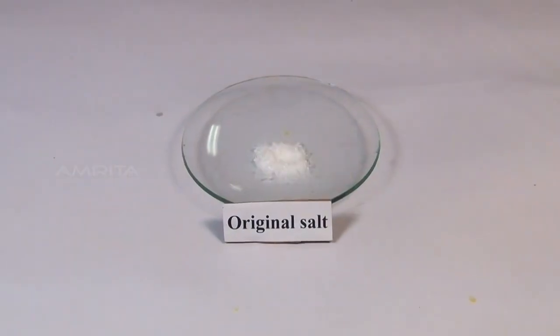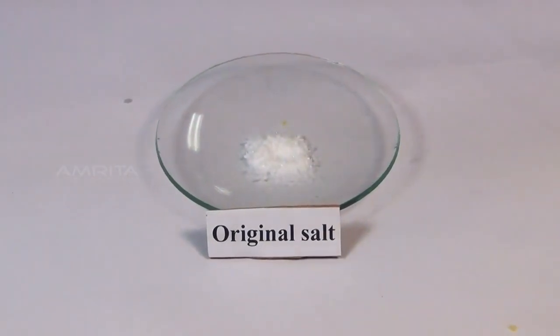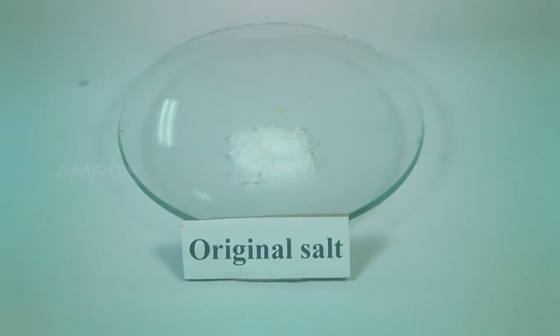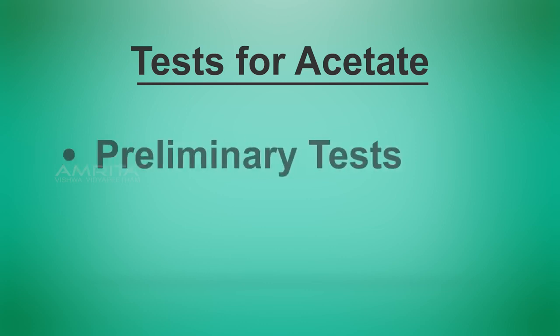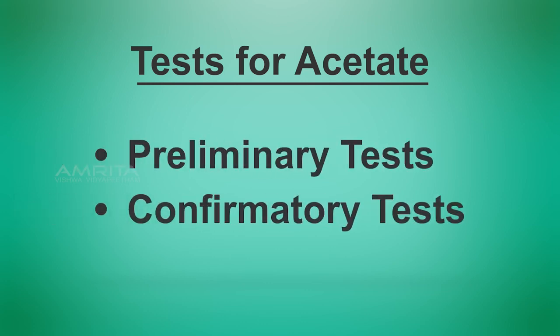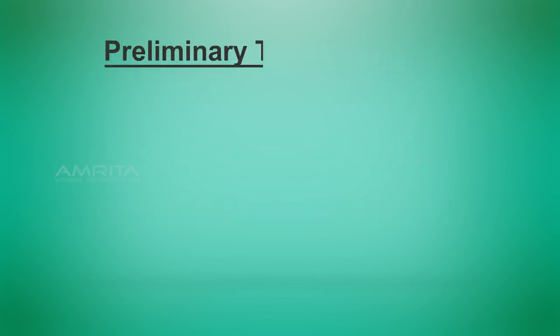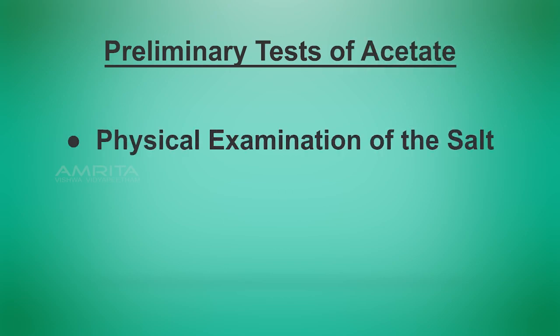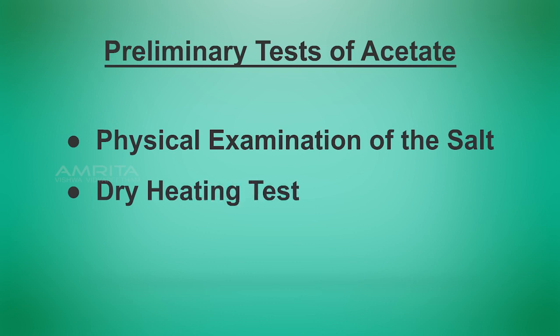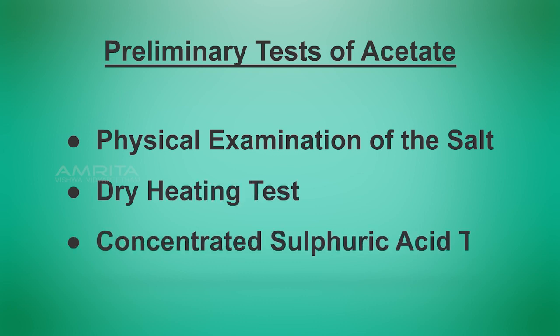Our aim here is to test for the presence of acetate ion in a given salt. The tests to determine the presence of acetate ion are preliminary tests and confirmatory tests. Let's look at the preliminary tests of acetate. They are physical examination of the salt, dry heating test, concentrated sulfuric acid test.